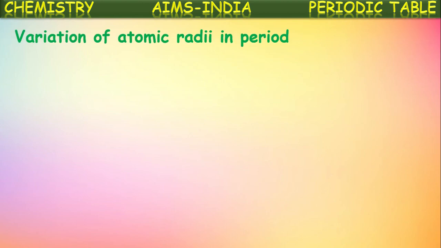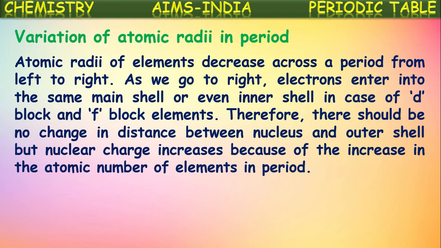Okay, now let us see how this atomic radius varies in a period. That is variation of atomic radii in a period. Atomic radii of elements decrease across a period from left to right. Why? Because as we go right, electrons enter into the same main shell in any period. Isn't it? If you observe in any period, the number of shells won't increase even if we move from left to right. The number of shells is the same for all the elements. So for all the elements, the last electron enters into the same shell.